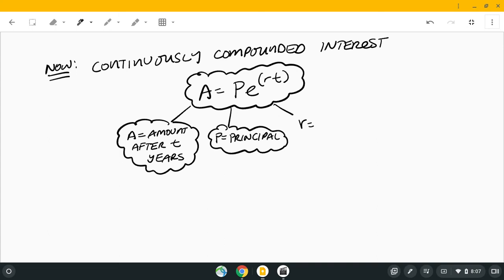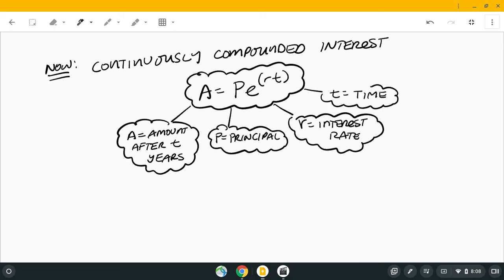R is still your interest rate, and T is still your time. The only thing that's different here is that we no longer have n, because it's not being compounded a certain number of times per year anymore. It's being compounded continuously.